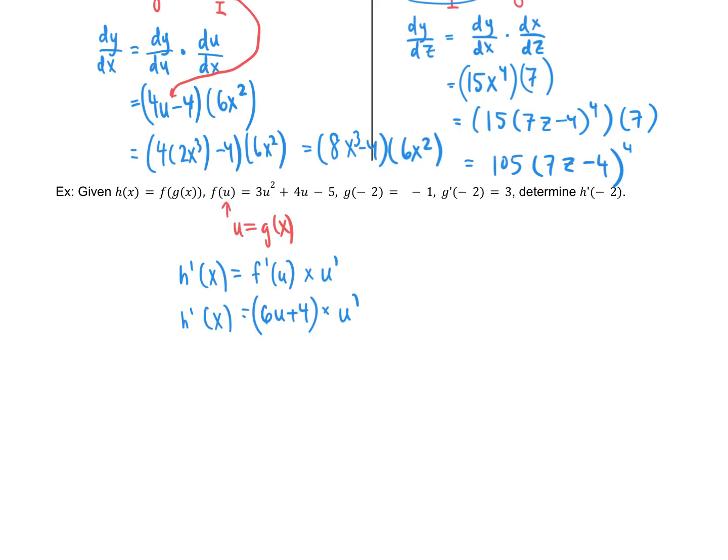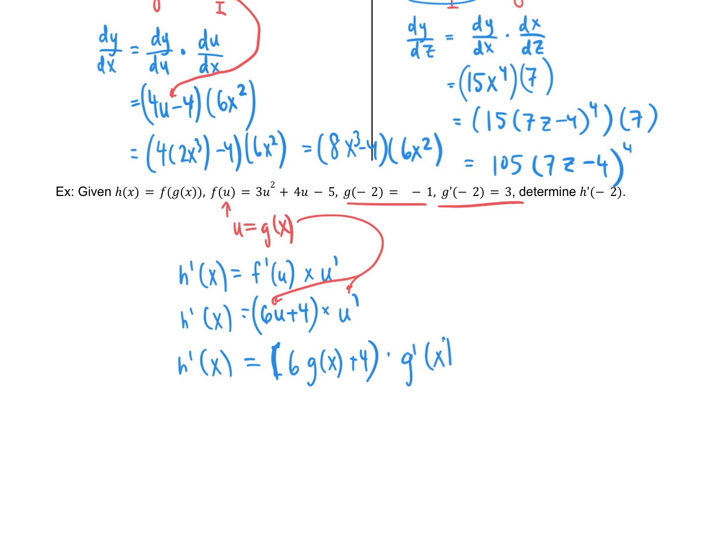So I'm going to do one more step before I bring in the negative 2, which is I'm going to make things in terms of g, because that's the information I have here. So h prime of x is going to equal 6 times g of x plus 4, and then times g prime of x. So now that I have this, now I'm going to replace all of my x's with negative 2, because that's the goal.